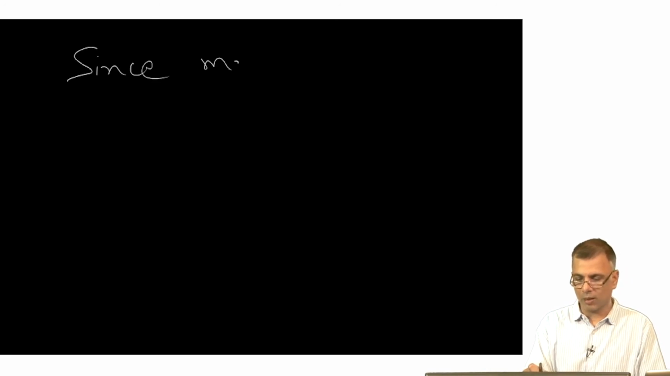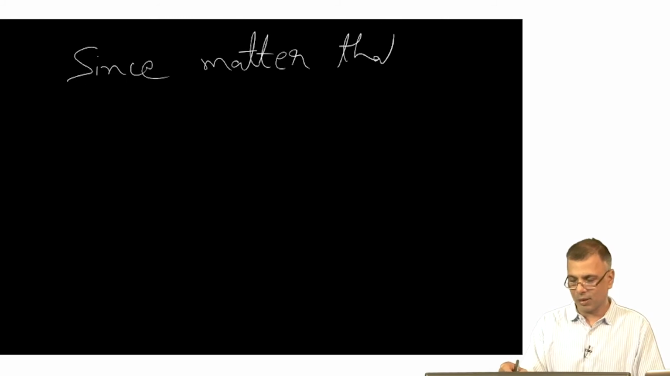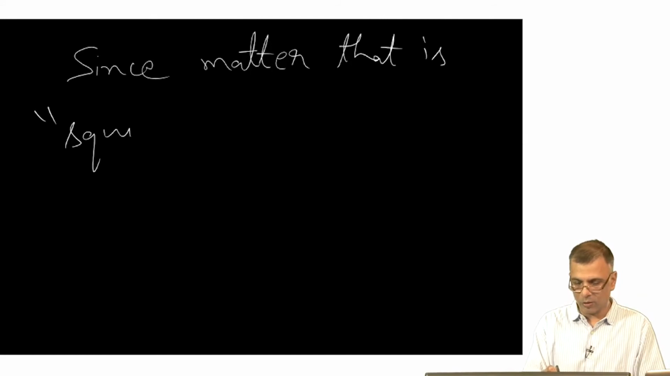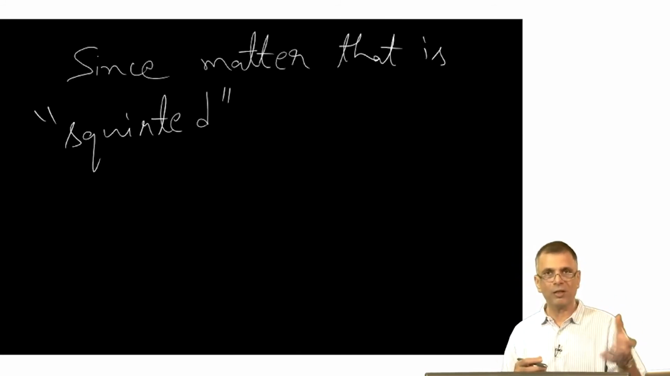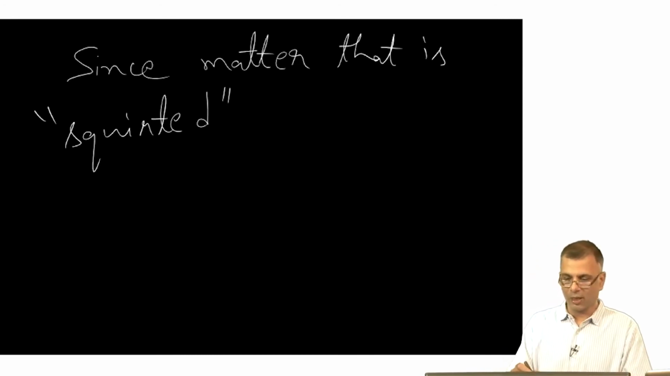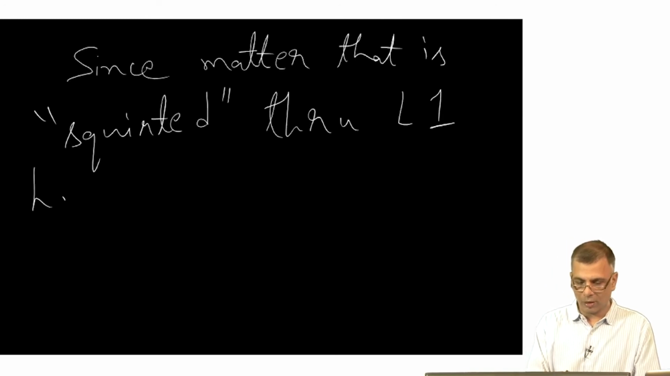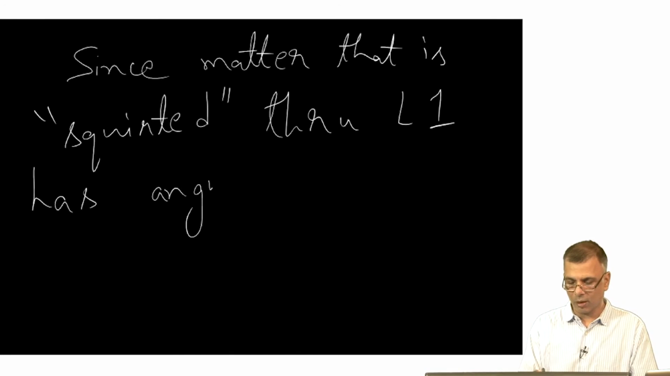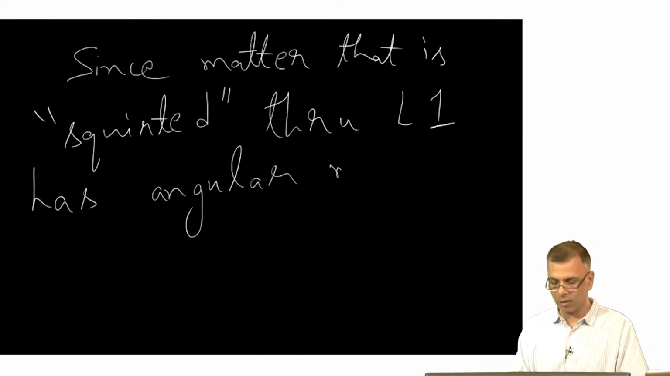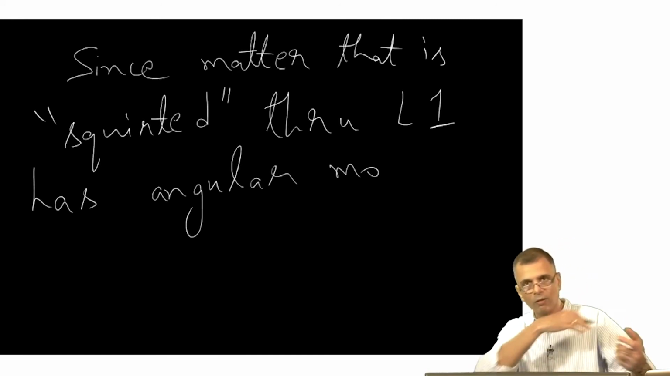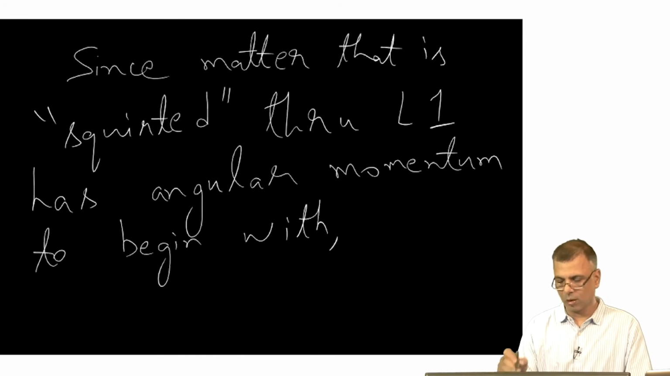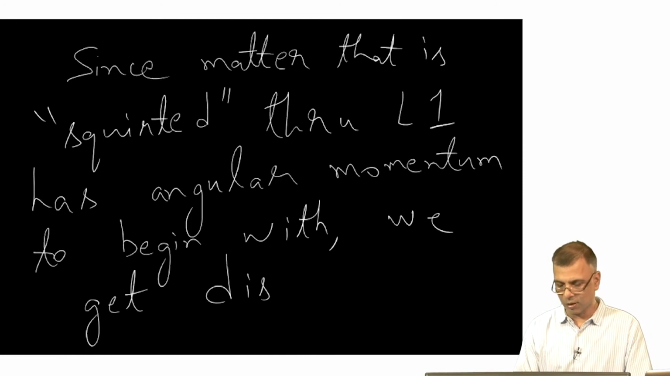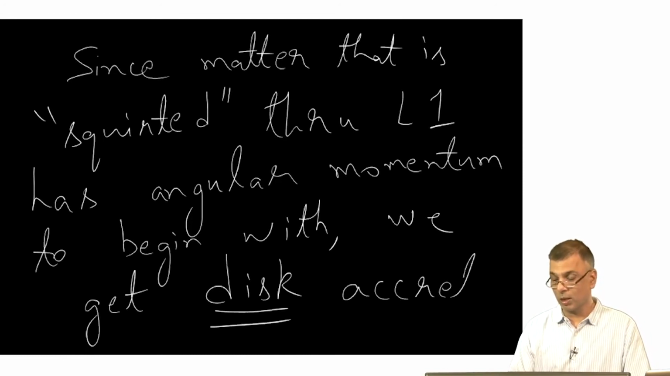Since matter or gas that is squirted, and I want to use this word squirted because it's very much like squirting through some kind of a nozzle, has angular momentum to begin with. You can think of it as angular momentum, or you can say that the matter that's being squirted is already rotating, and therefore it has angular momentum, right? We get disk accretion as opposed to, you got it, quasi-spherical accretion.